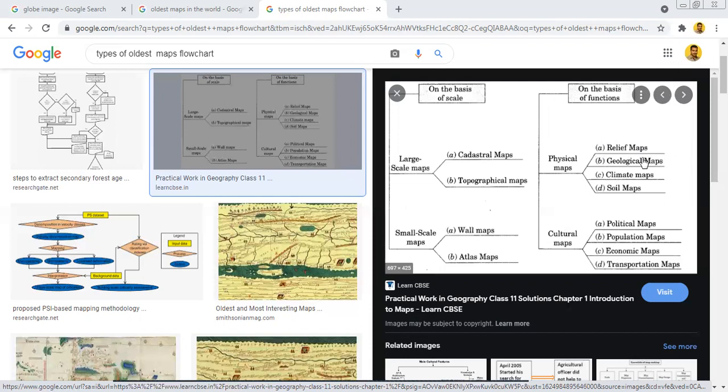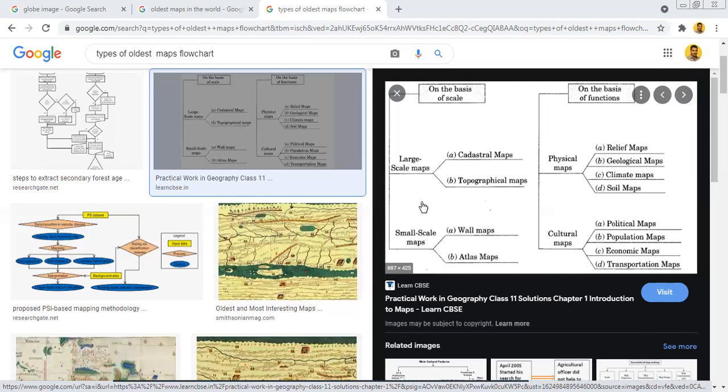Next, geological maps, climate maps. Climate maps explain about the climate of our country or any place. Next, soil maps. They explain about the different soils in different countries and different places. Next, cultural maps, political maps, population maps, economic maps, transportation maps, like this. For different purposes, we are using different maps. Clear?